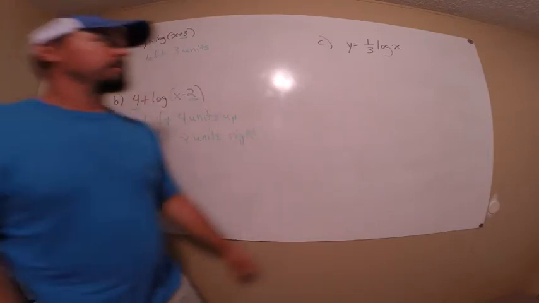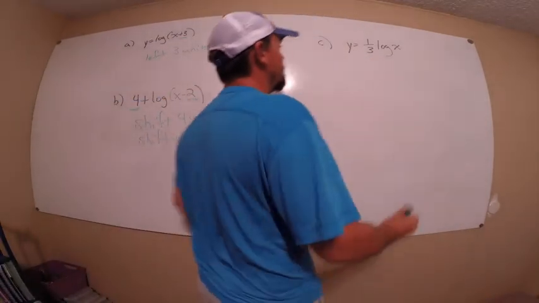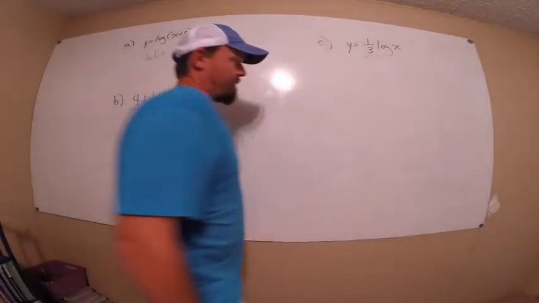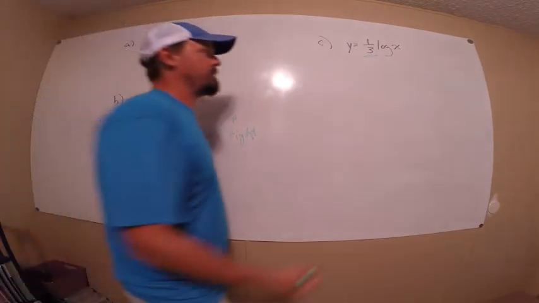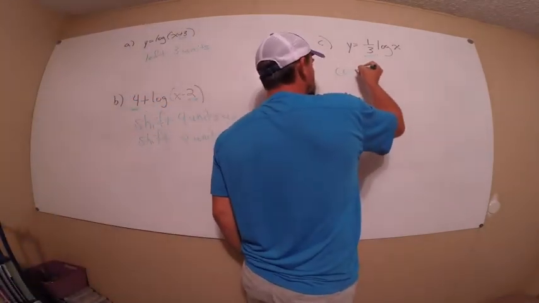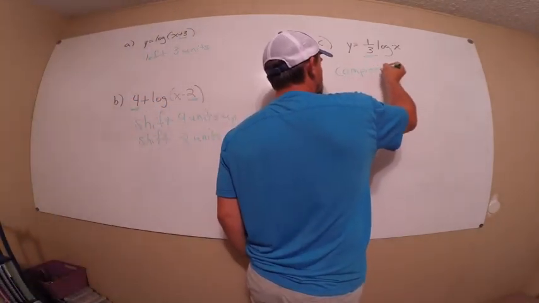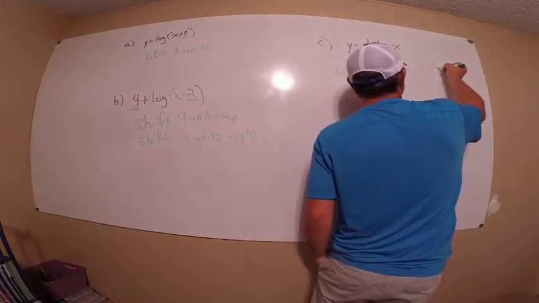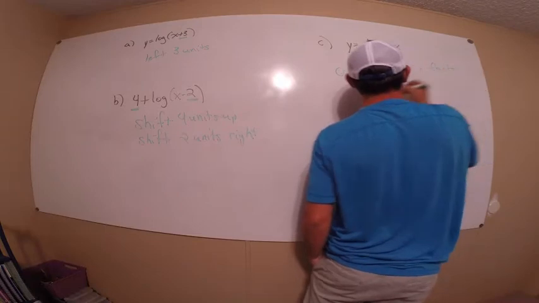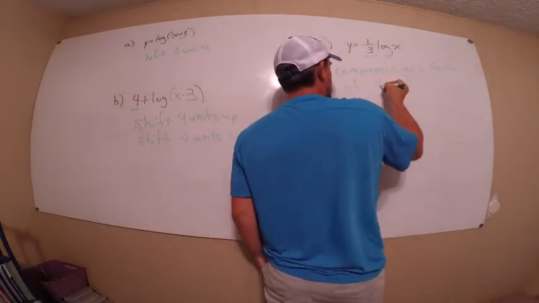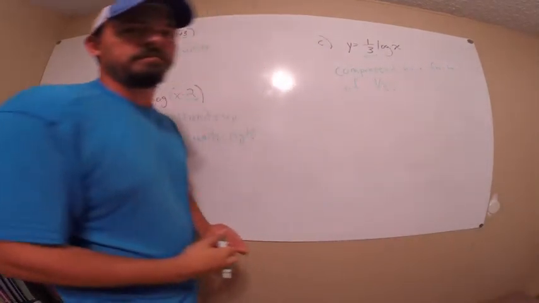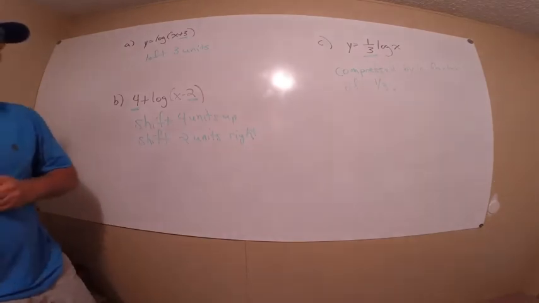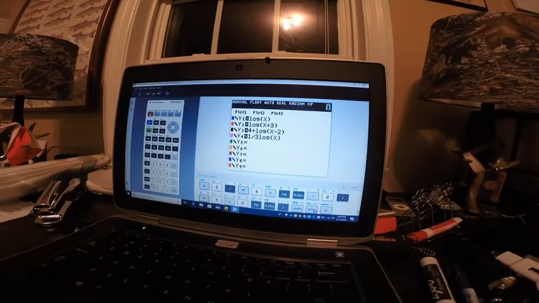See, we're not shifting. We've got a fraction here out front, so we're compressing. So it's compressed by a factor of 1/3. Now let's look at it on the calculator really quick. I've got them all typed on the calculator.